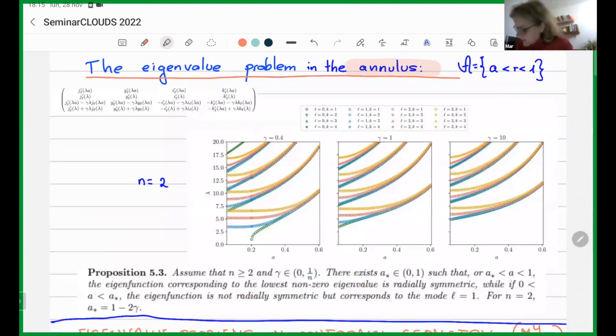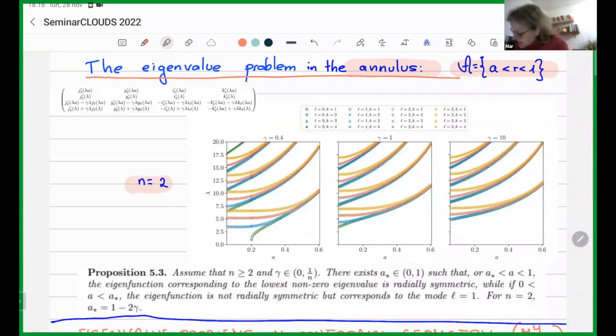So now my annulus is going to be just all the points that have a modulus between A and 1. Now, you can do the spherical harmonic decomposition. You get again a nasty formula with a lot of Bessel functions. But what happens here is that sometimes there is a bifurcation. So this is the picture for n equals 2.